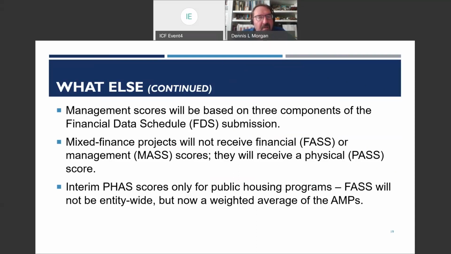Mixed finance properties that you have that are made up of both public housing and alternative housing funding sources as well do not receive a FASS score, do not receive a MAS score. However, the fact that I have one public housing unit on that property, it's also subject to a physical inspection. And not only are they looking at that unit, the public housing units, but they'll also look at your common areas and your common space.